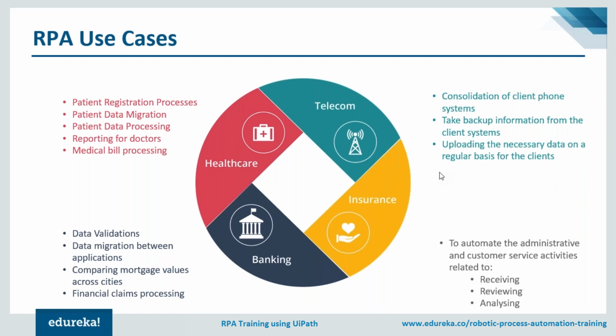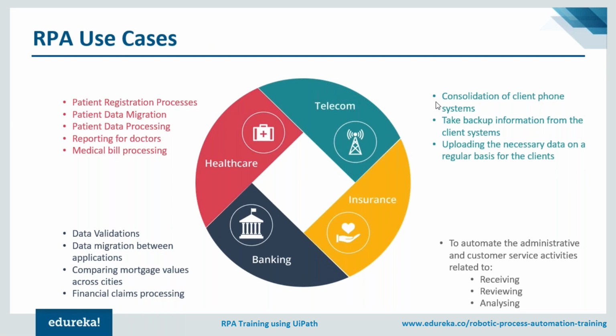When it comes to the telecom industry, RPA can be applied to most of the processes within the telecom industry, but the most feasible scenarios are when these solutions can take up the backup information of the client systems, upload the data of the clients on a regular basis, consolidation of the client phones, etc. Coming to the insurance industry, RPA can be used to automate the administrative and customer service activities such as receiving, reviewing, and analyzing the insurance, right? Similar is the case with the banking industry where RPA can be used for data validations, data migrations, comparing the mortgage values, financial claims of the processes, and all.